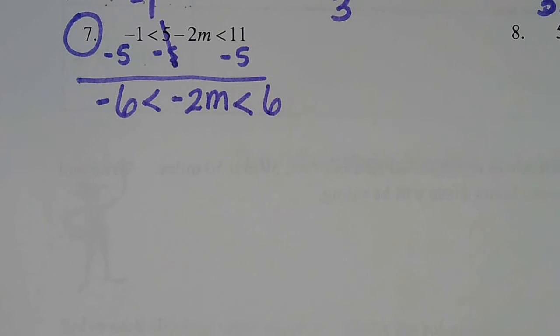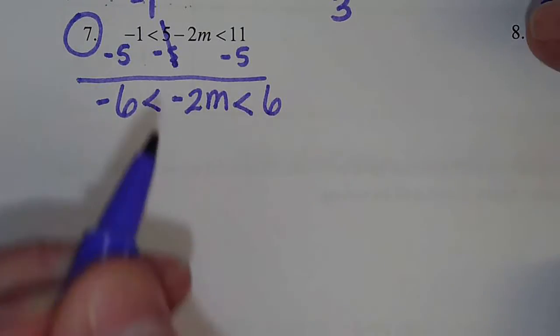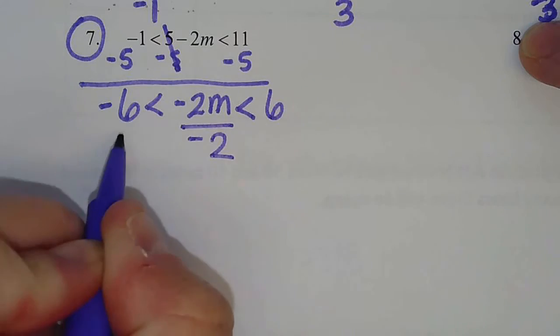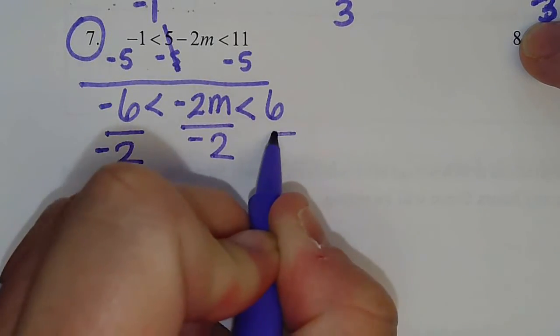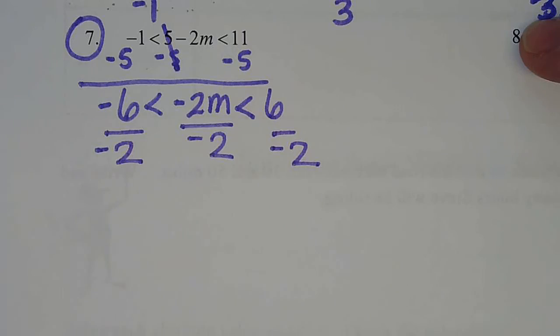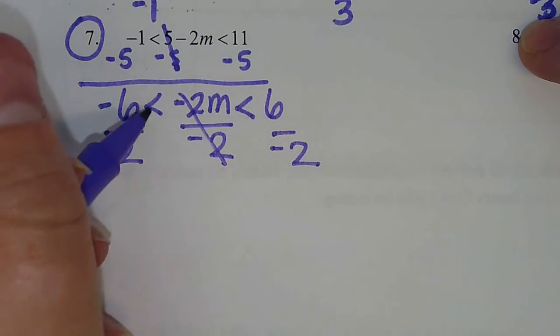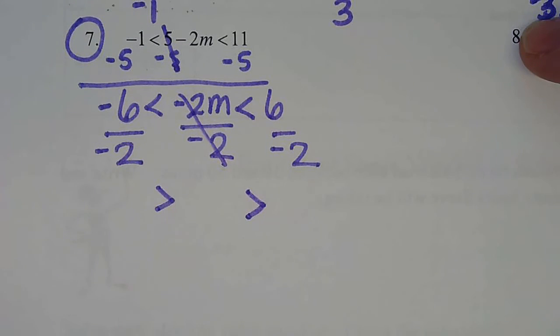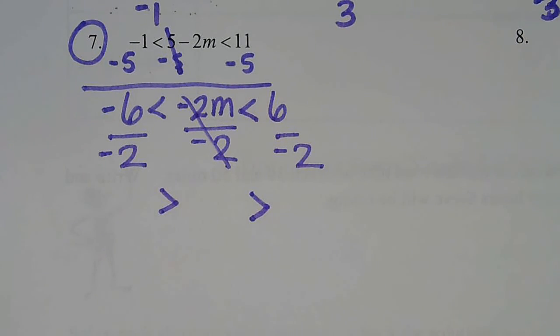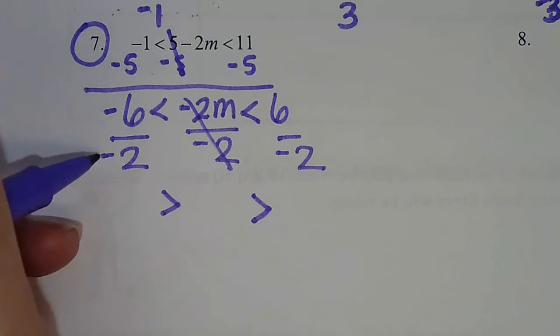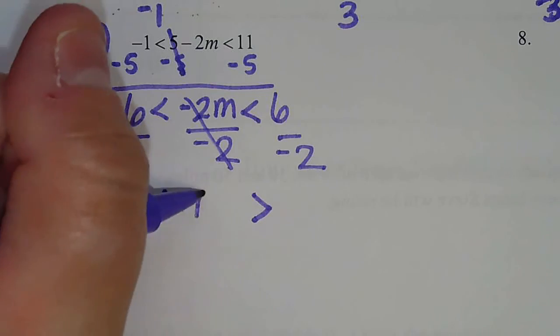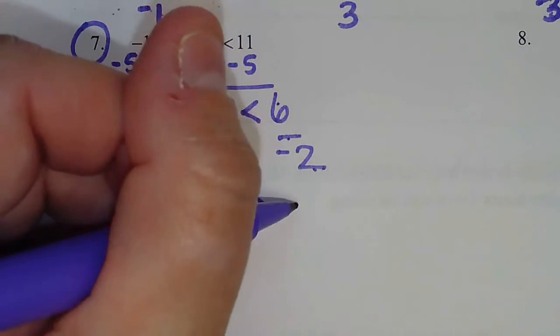Now what do we do to solve for m? Divide by negative 2. What happens? The inequality flips. All of the inequalities flip, because we're dividing by a negative, so these signs have to flip the other way. Anytime you divide by a negative number, you've got to flip it. Negative 6 divided by negative 2 is 3. Bring down the m. 6 divided by negative 2 is negative 3.